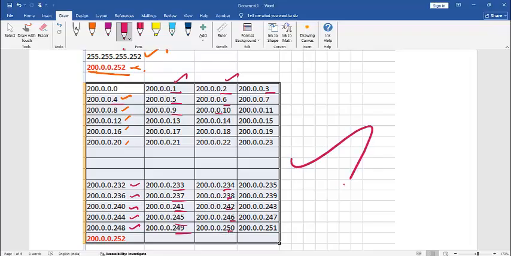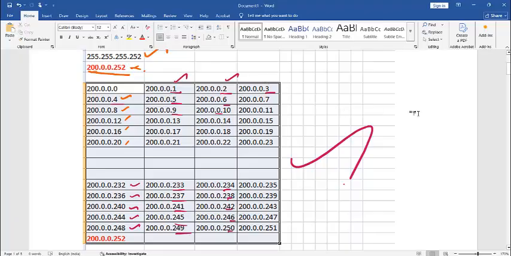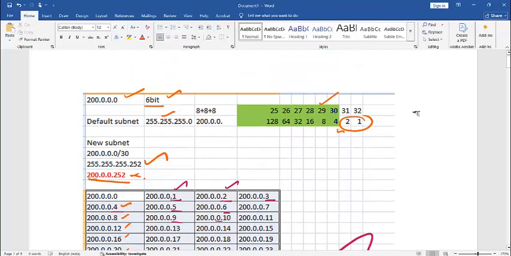Now the knowledge of this is again needed when we do something called VLSM, which we'll see later. But I want you to make a note that when your mask is /30, you will get only 2 IP address per subnet. In each subnet, you will get only 2 IP address. This knowledge is important for the next topic, which is yet to come.